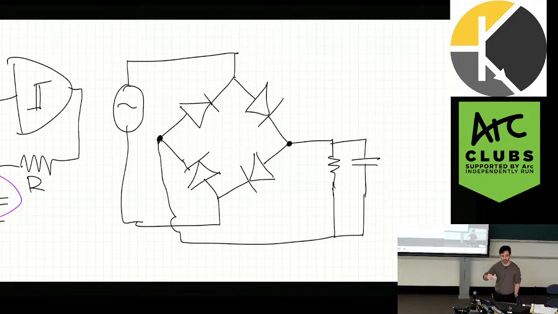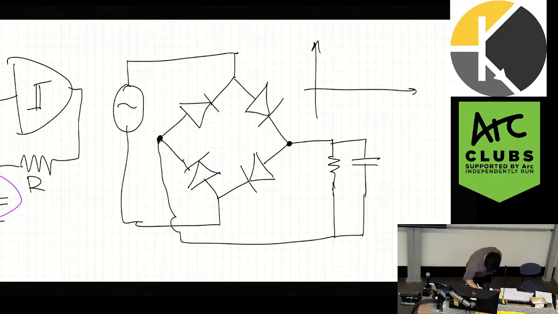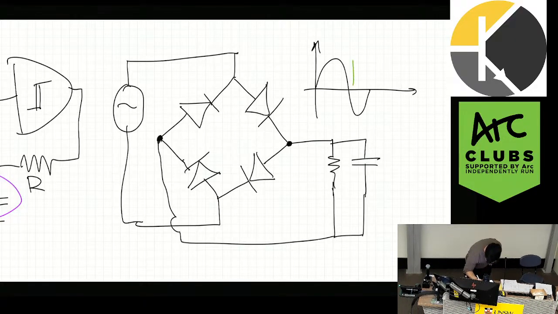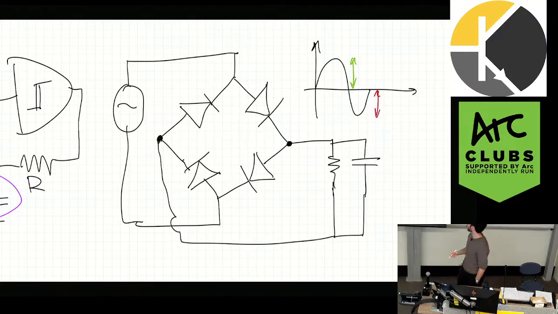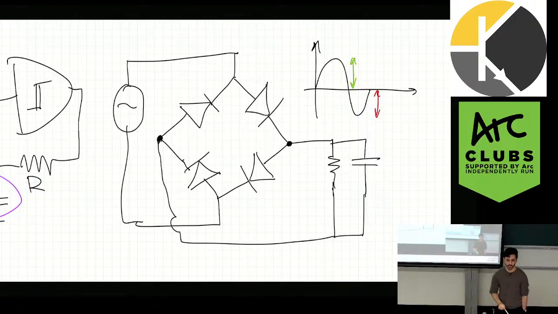So what will happen and how the rectification works, assuming I've drawn it correctly, is that if you have at your input something which oscillates, in this case it's positive, and in this case it's negative. Whether it's positive or negative, current is going to flow into the resistor in the same direction, right?